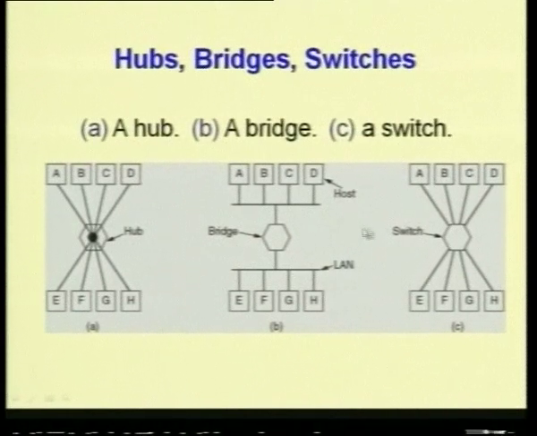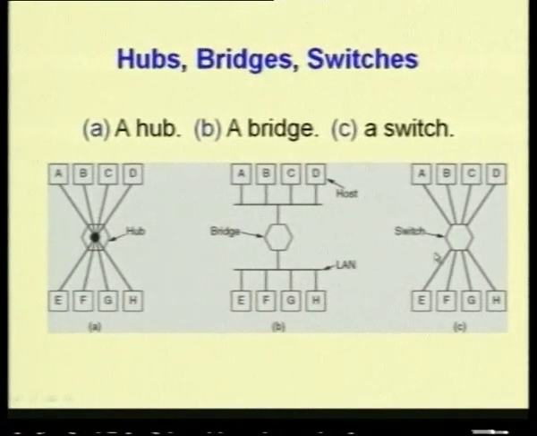So by appearance, it looks as if the hub here and the switch are pretty much the same, but there is a difference. The difference is that this acts like a repeater, while this does selective forwarding like a bridge. So that is what we have in terms of a switch.